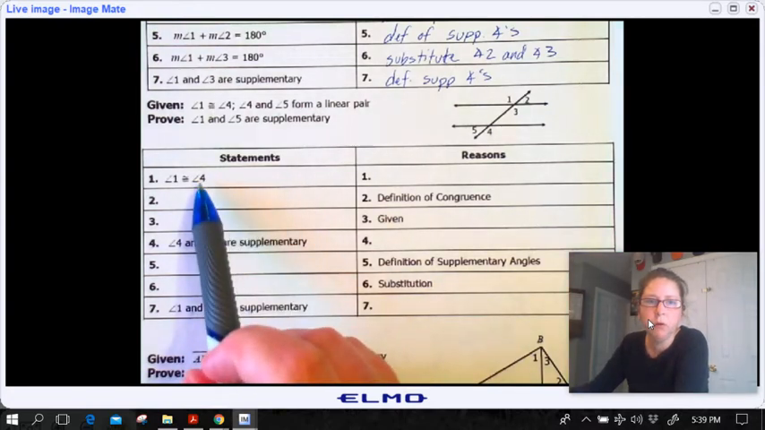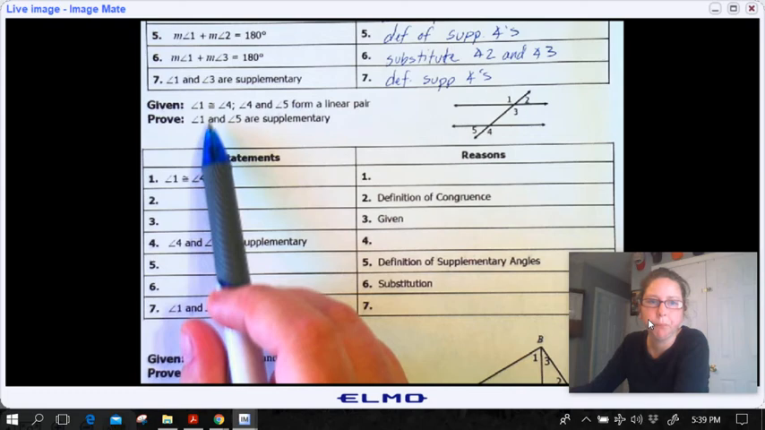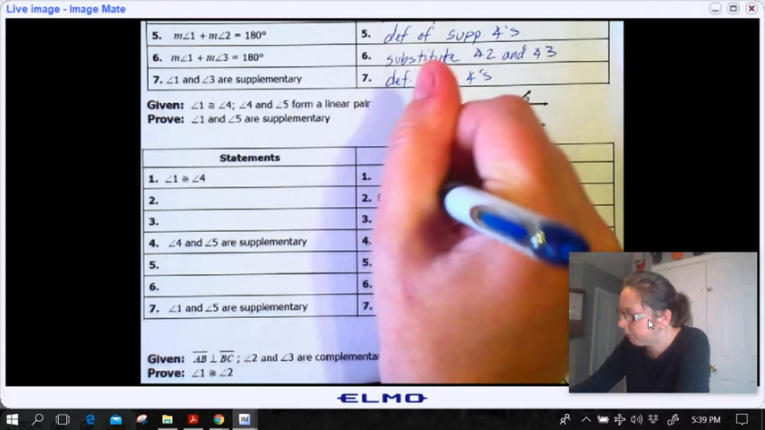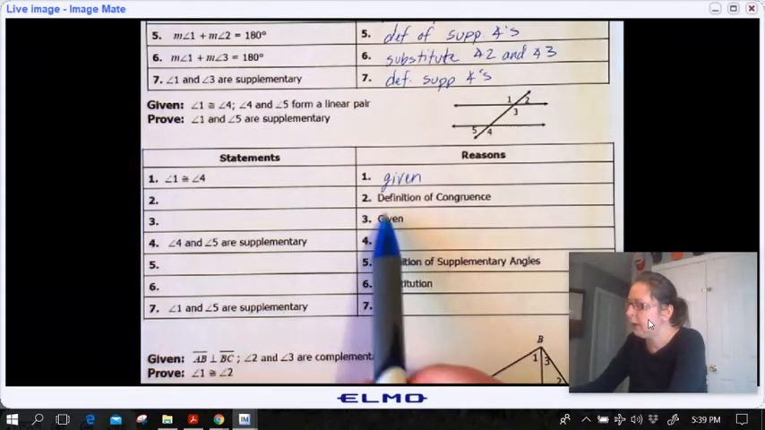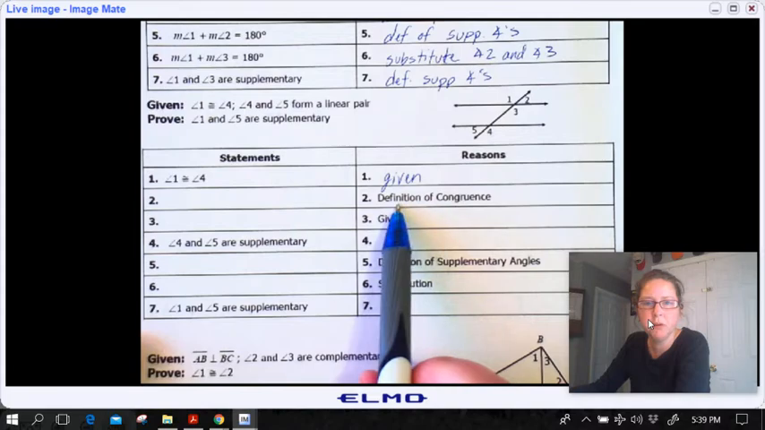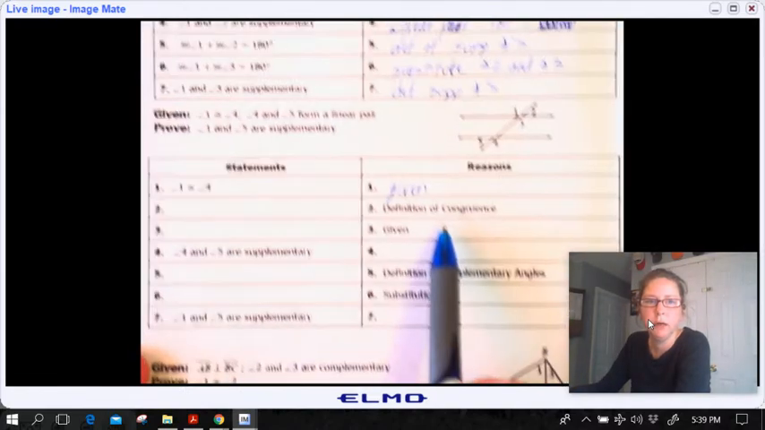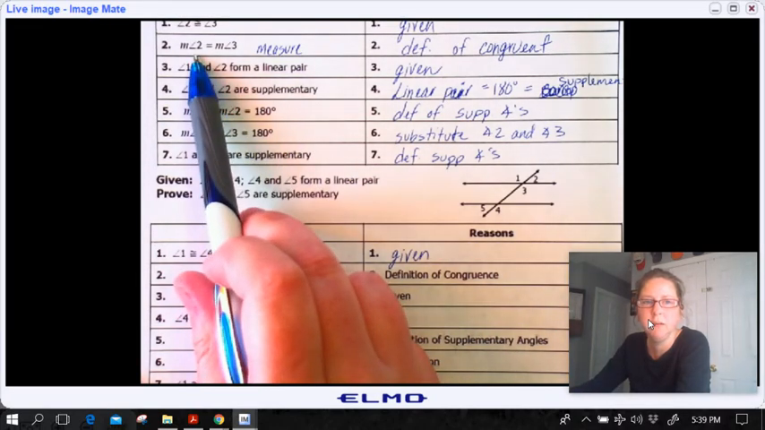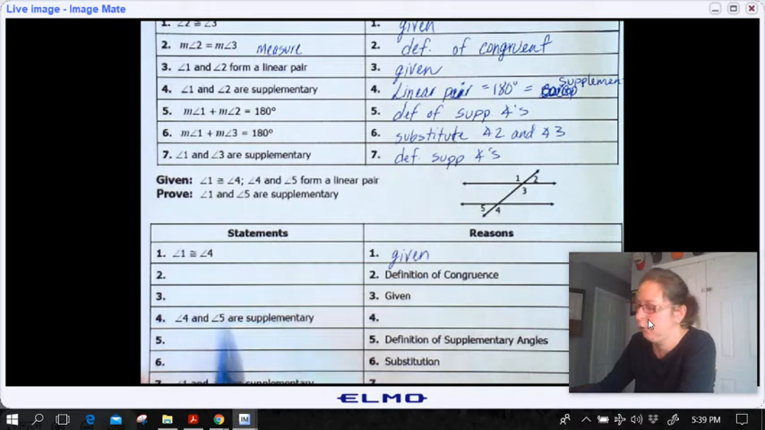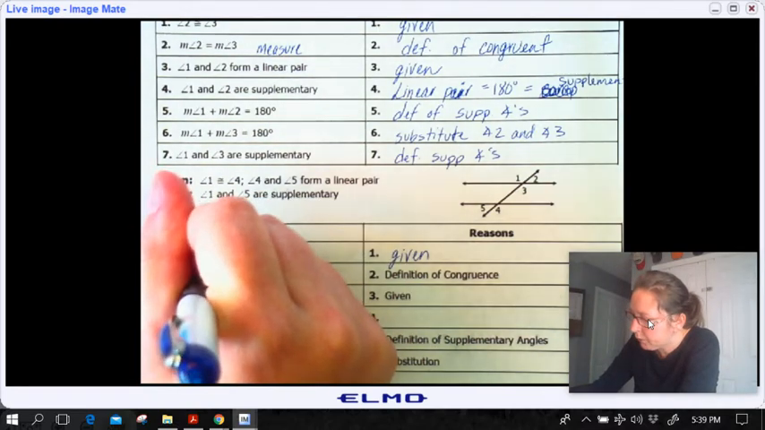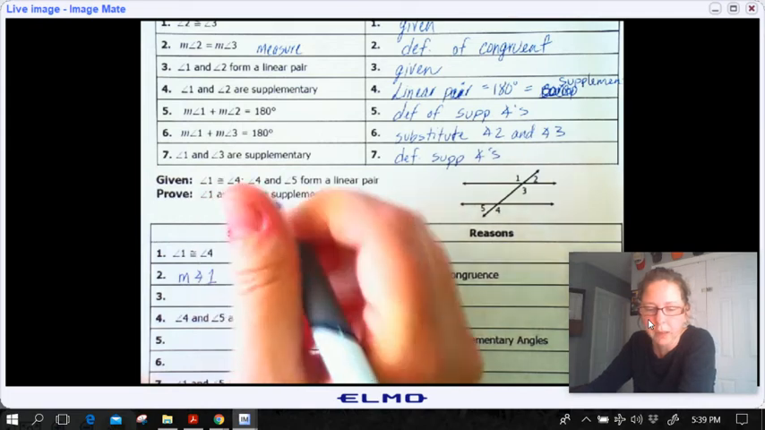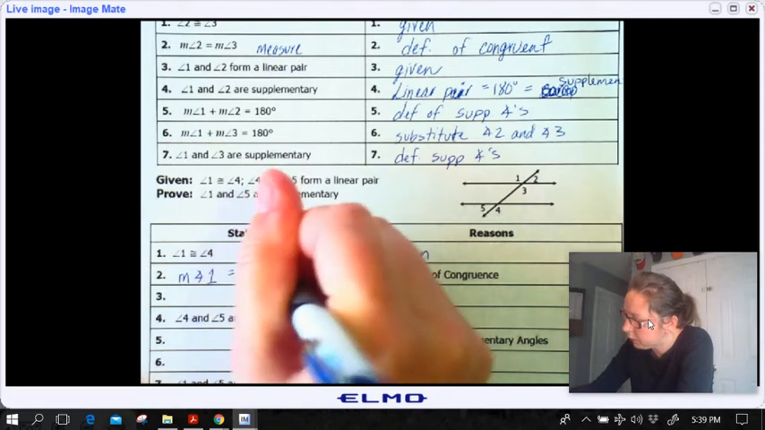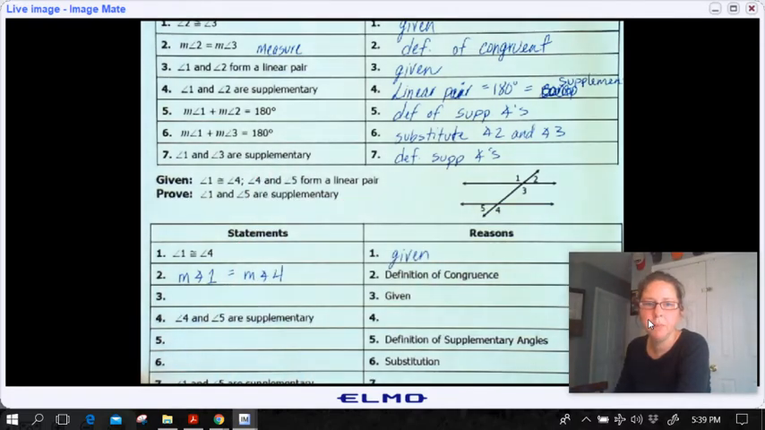Okay, so angle 1 is congruent to angle 4. They gave me that information right here, so that's given. Next, the reason they give me is the definition of congruence. Okay, so the last time that I used the definition of congruence, I started discussing angle measures. So let's say the measure of angle 1 equals the measure of angle 4. Remember that M equals measure.